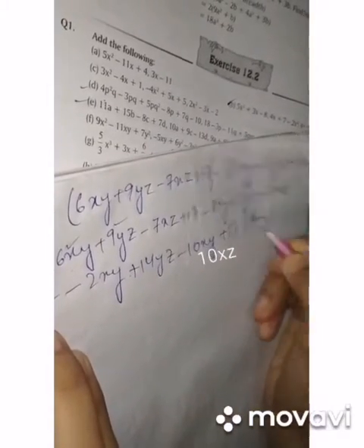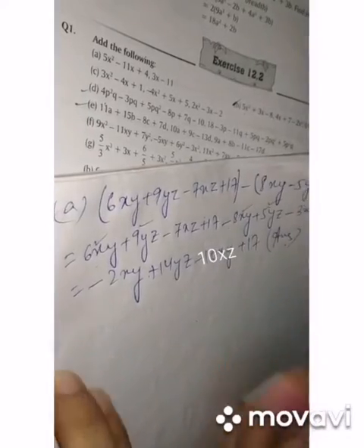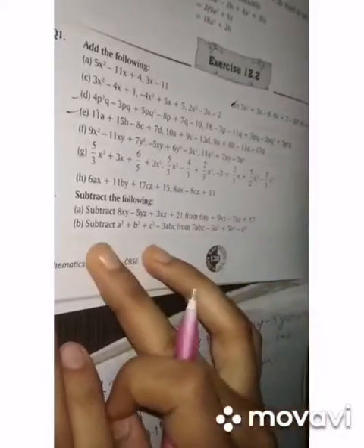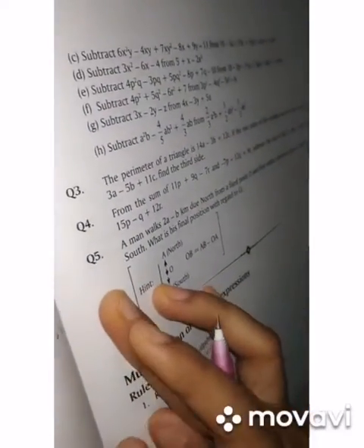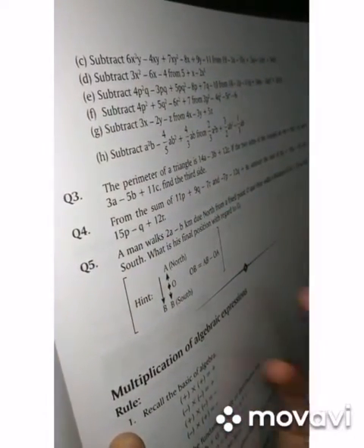This is the answer. So it's very simple, very easy. You just have to subtract the expressions. Now next we'll see question number 2b is very similar, so this will be your homework. Next, I will do number C. So it is also very similar.